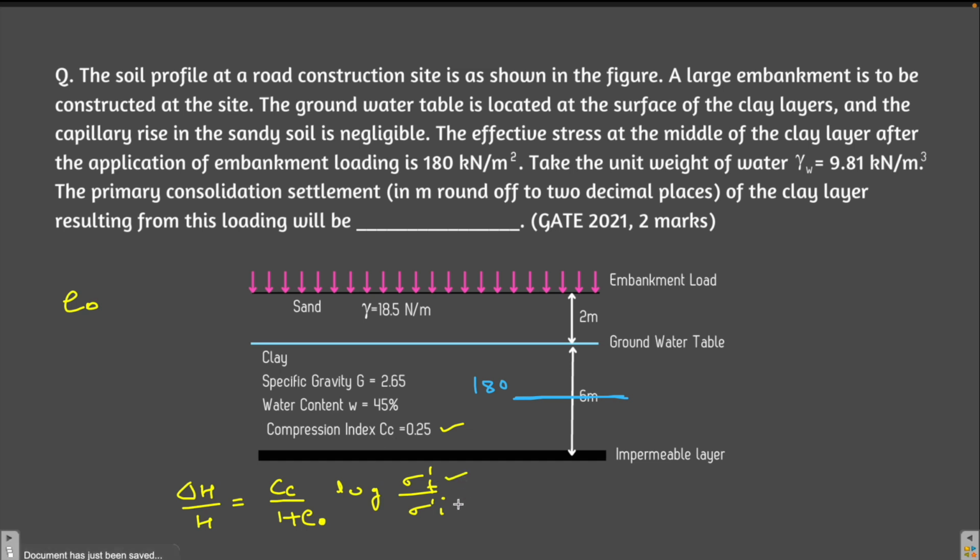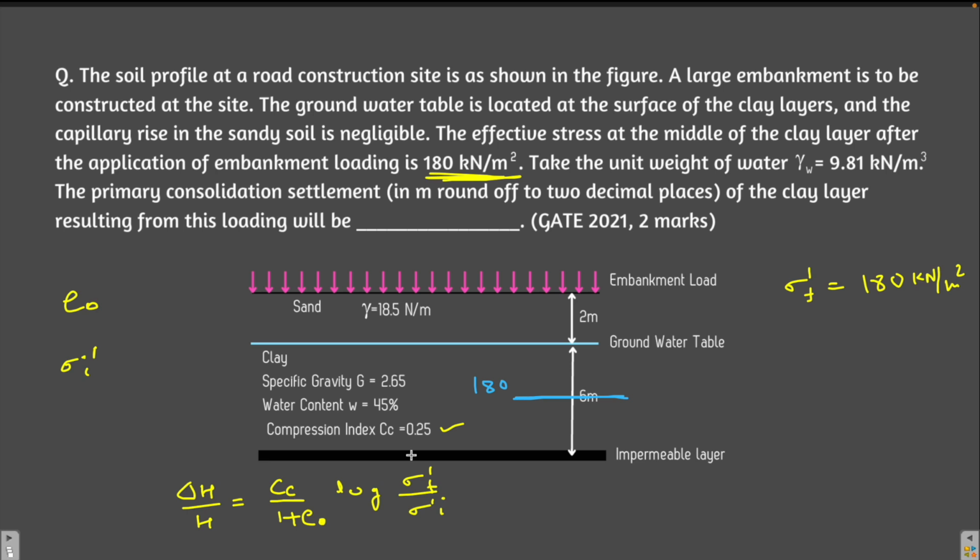Is sigma dash final given to you? Yes, sigma dash final is given to you. Sigma dash final means the effective stress at the mid of the clay layer after the application of the embankment loading. This data is sigma dash final. It is given as 180 kilonewton per meter square. So we have to find out sigma dash initial. Sigma dash initial we don't know, so let me write it here, which we have to find out in order to find the total settlement.